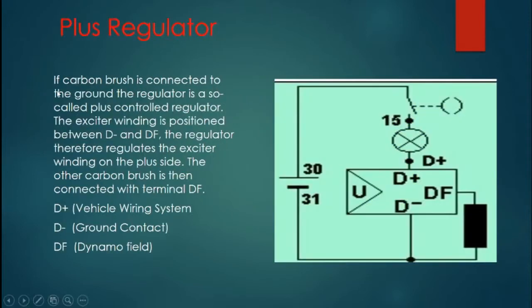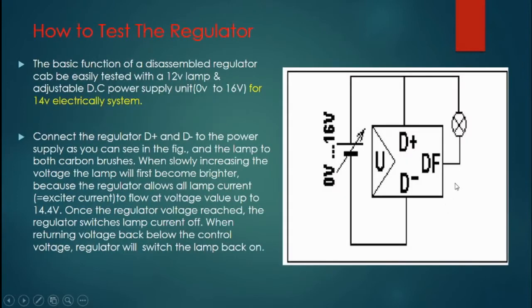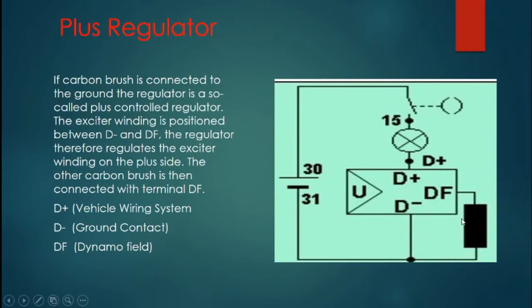So now the plus regulator. If the carbon brush is connected to the ground, the regulator is a so-called plus controlled regulator. The exciter winding is positioned between D minus and DF. In the minus regulator, you see this exciter winding was connected between DF and D plus, but here in the plus regulator the exciter winding is connected between D minus and DF. The regulator therefore regulates the exciter winding on the plus side.